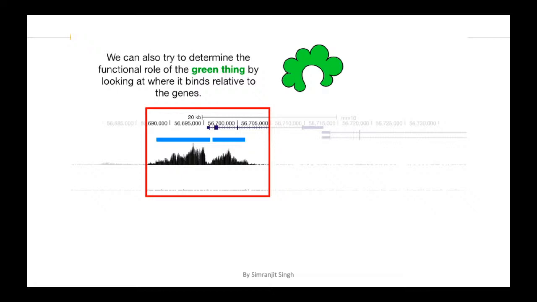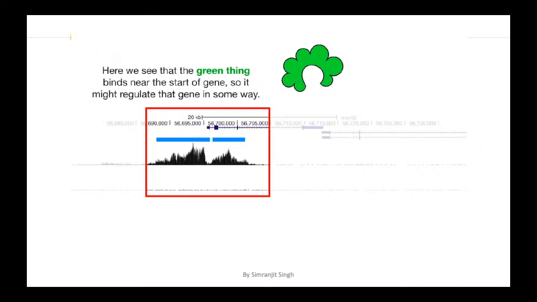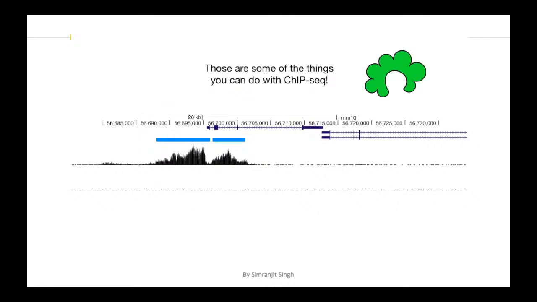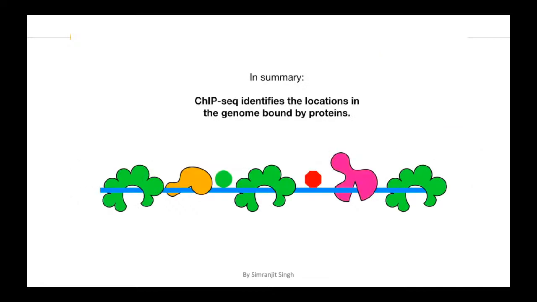We can also try to determine the functional role of the green thing by looking at where it binds relative to the genes. Here, we see that the green thing binds near the start of a gene, so it might regulate that gene in some way. Anyway, those are some of the things you can do with ChIP-seq. In summary, ChIP-seq identifies the locations in the genome bound by proteins. Bam!